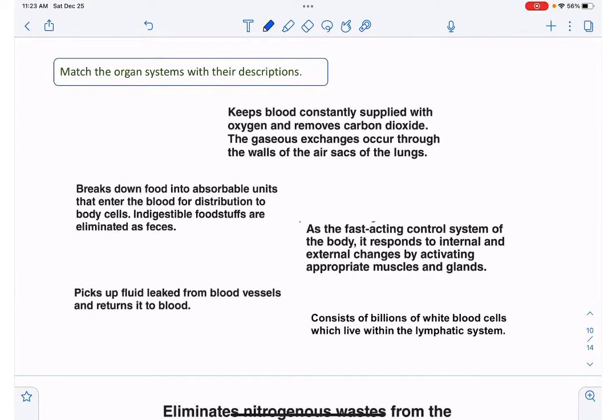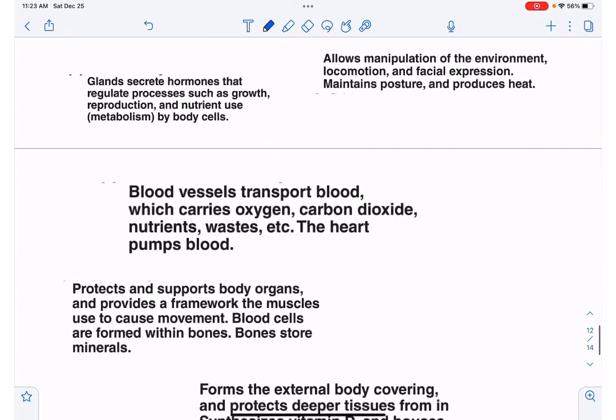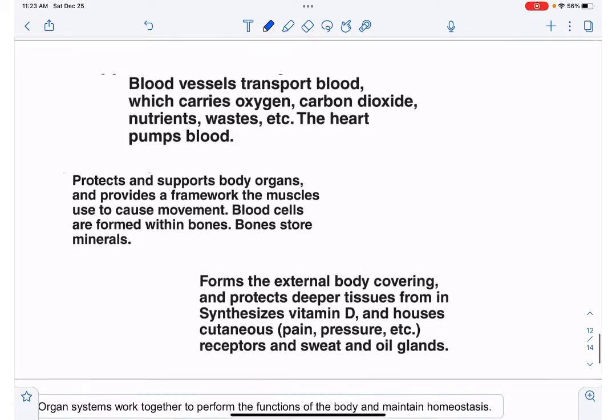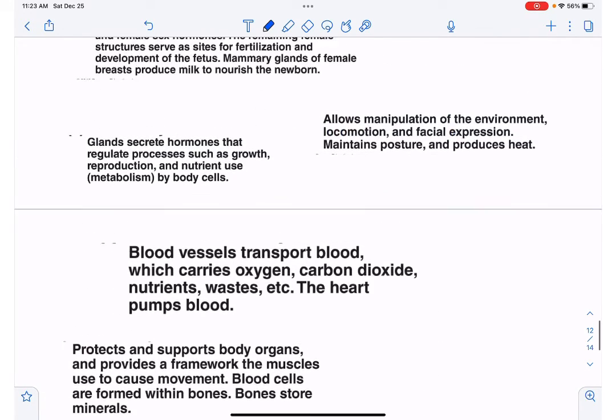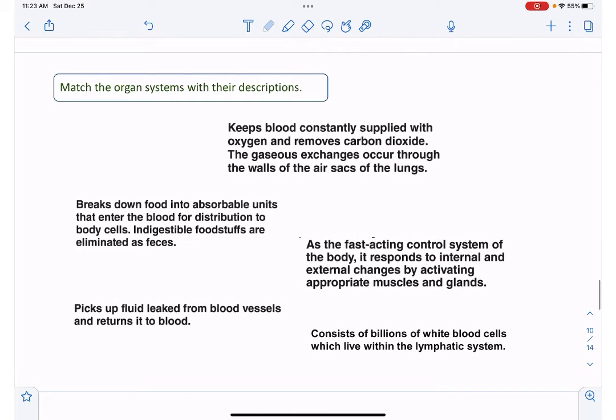And then the next 3 pages are basically filled with individual descriptions of each of these organ systems. And what I would like you to do is to match each of these descriptions with the appropriate organ system. And some of these I've talked about, some you may have to look up, but these are good questions to post on the group discussion and compare answers with other students.